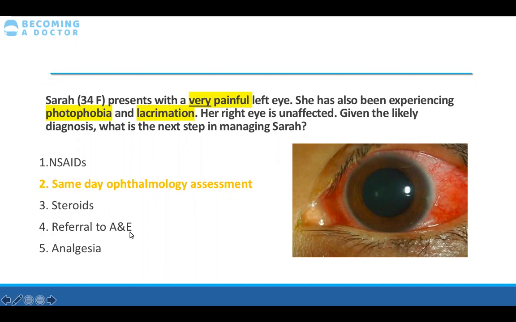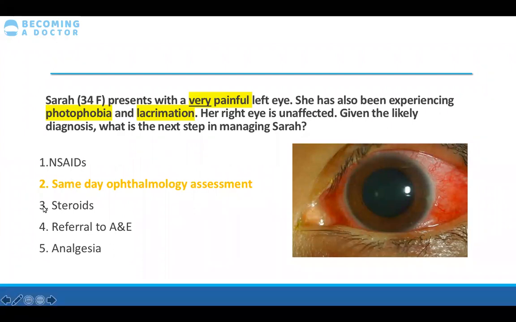In terms of referral to A&E, that wouldn't really help because they would again have to refer them to ophthalmology, and you're basically prolonging the whole process. Giving them analgesia, yes, that's an option. You can give them analgesia. They may have already taken analgesia. But as a doctor, the first thing you would want to do is refer them to ophthalmology.